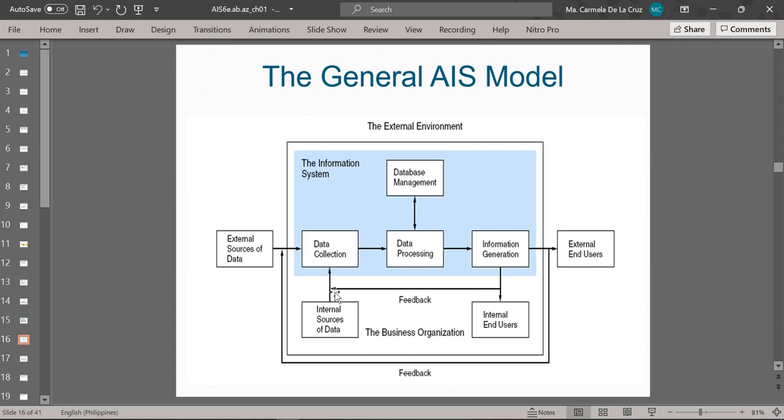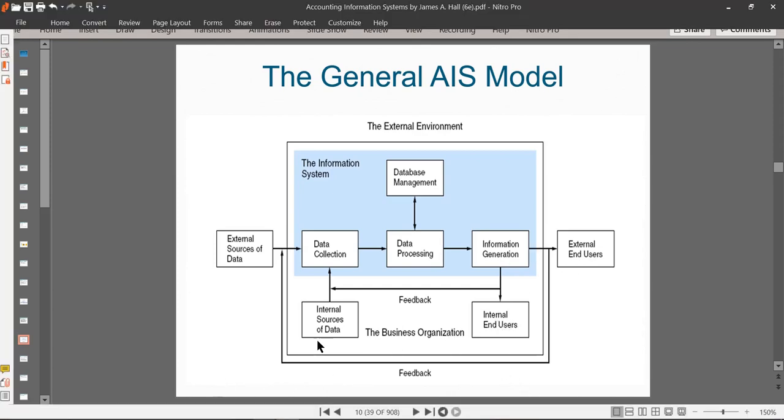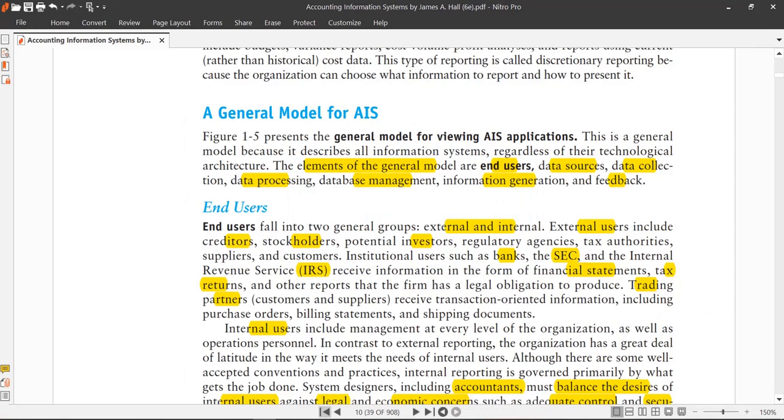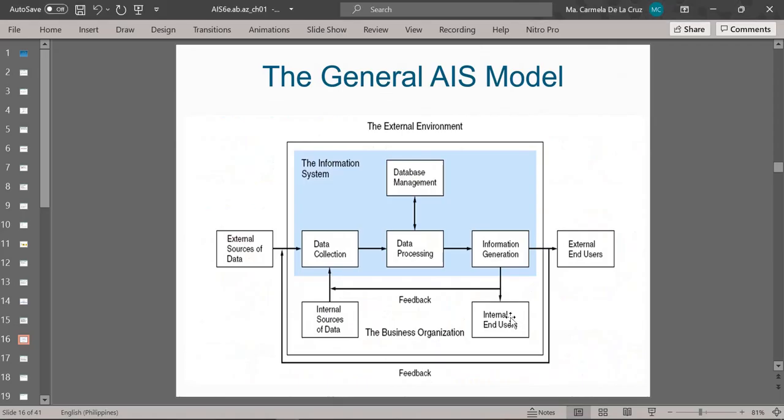If you notice, guys, this box is our business organization. That's why the internal user is inside the box, inside the business organization, and the external user is outside. That's quite obvious. From the users, what's next? Data sources. They are the sources of the information. And as to sources, it could be external or internal.